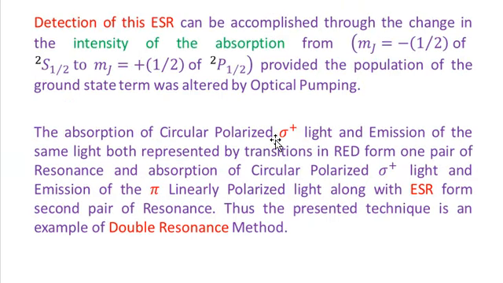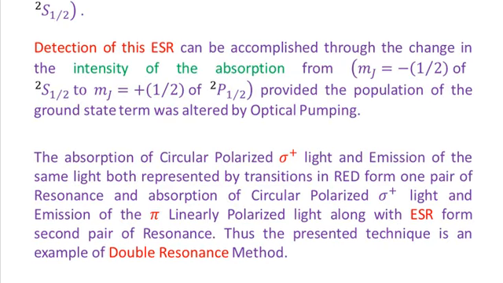The absorption of the circularly polarized sigma plus light and the emission of the same light, both represented by the transition in red, form one pair of resonance. And the absorption of the circularly polarized sigma plus light and the emission of pi linearly polarized light, along with the electron spin resonance, form the second pair of resonance. Thus, the presented technique is an example of the double resonance method.